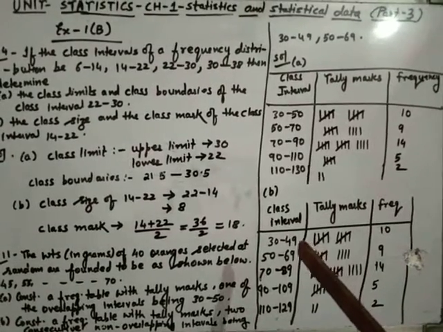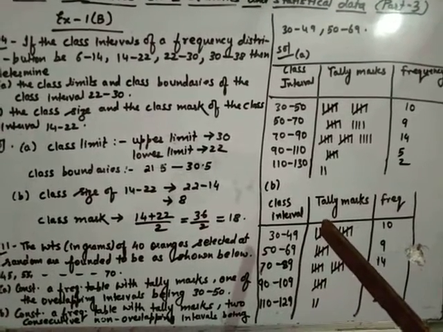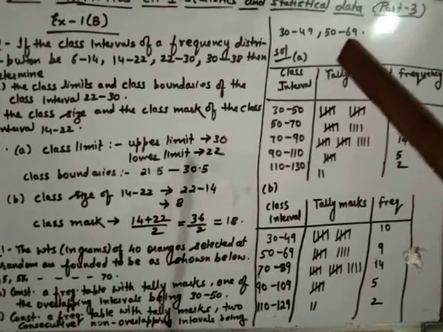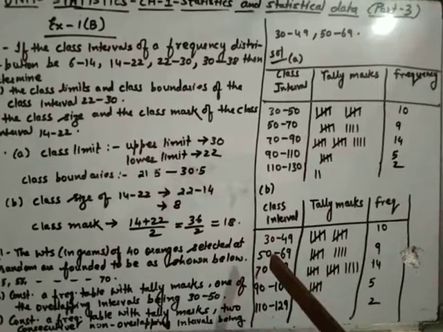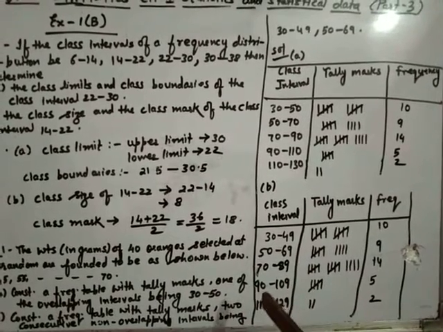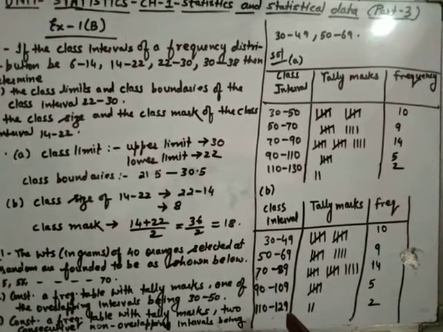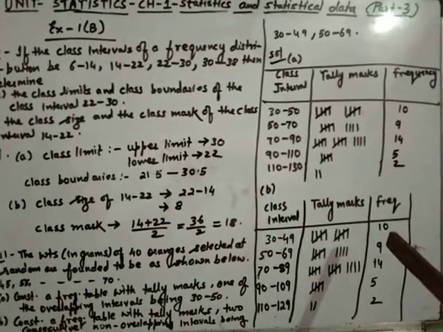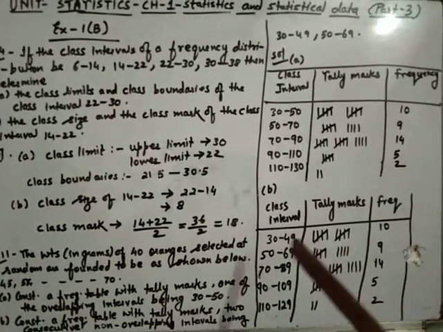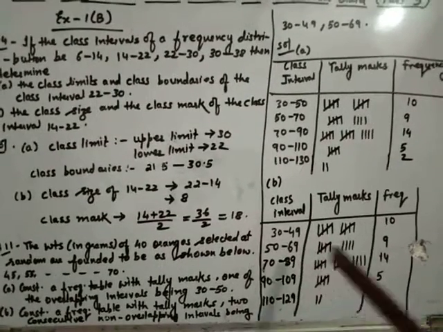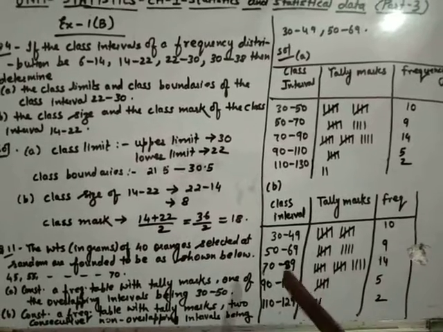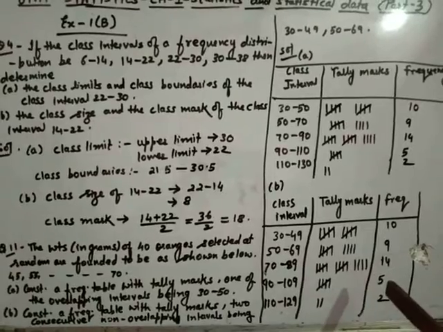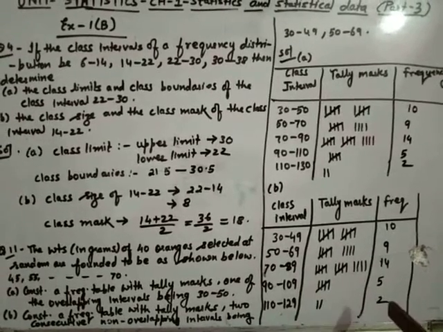Now in part B of the question we have to draw a frequency distribution table with tally marks, with two consecutive non-overlapping intervals 30 to 49 and 50 to 69. So the intervals are 30 to 49, 50 to 69, 70 to 89, 90 to 109, 110 to 129. Clear? The number of oranges in the first interval is 10, which is the frequency. From 50 to 69 the number of oranges is 9, from 70 to 89 it is 14, from 90 to 109 it is 5, and from 110 to 129 it is 2.